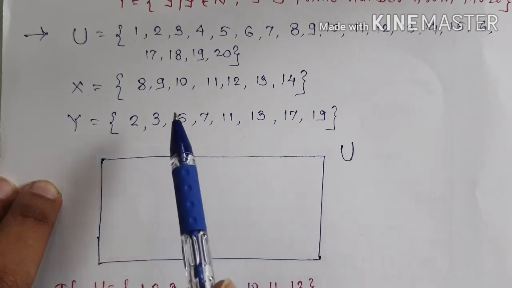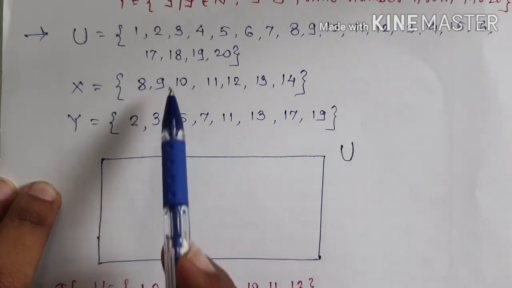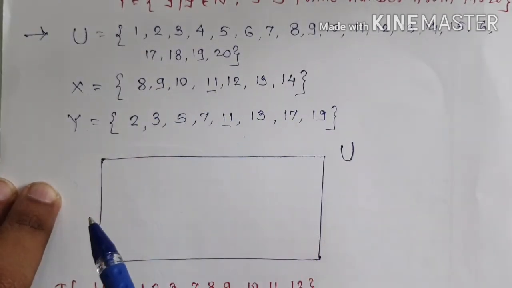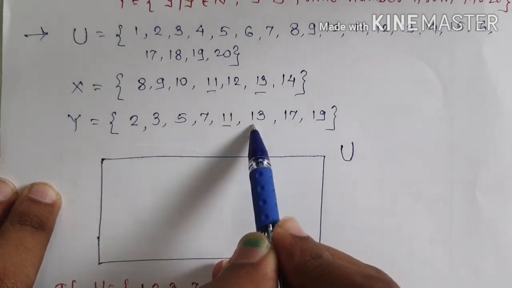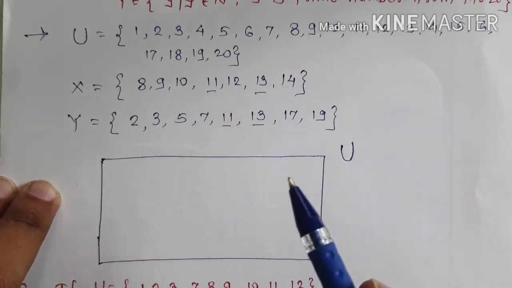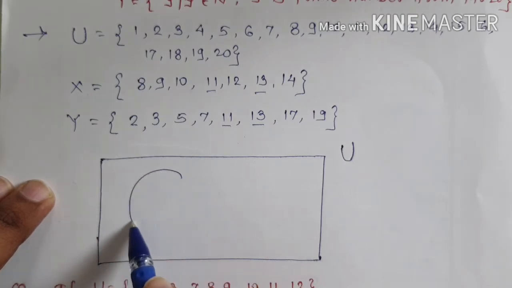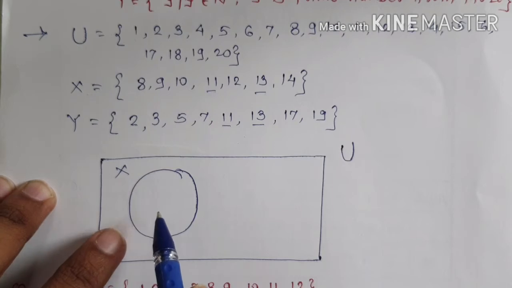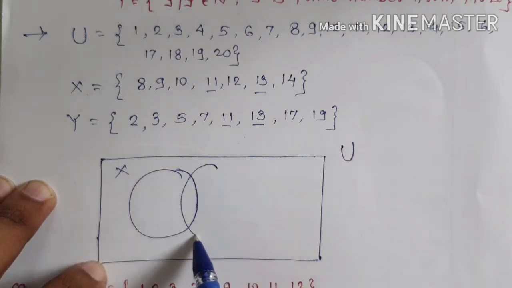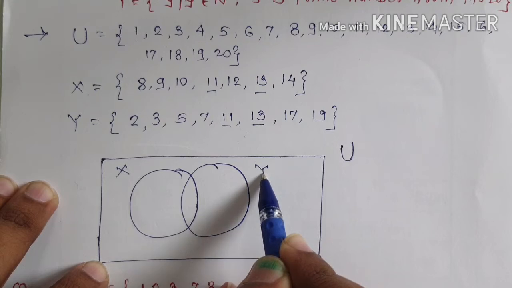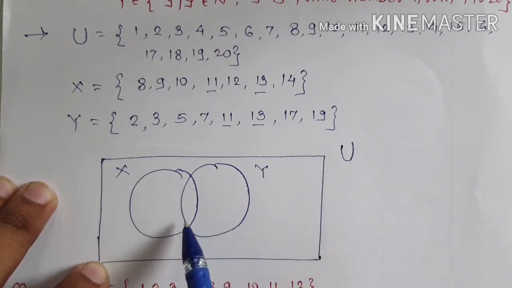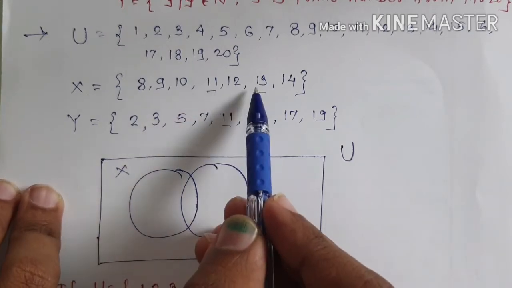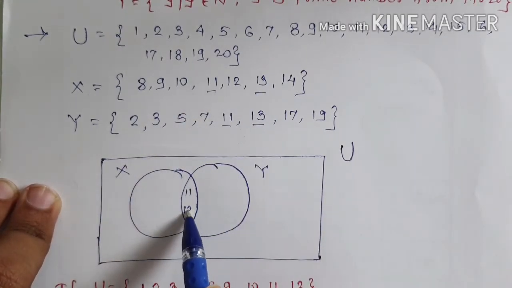First, we have to check whether there are any common elements in X and Y. So as we can see here, 11 is common in both the sets. Then 13 is also common in both the sets. So if we draw one circle to represent set X and another circle to represent set Y, this is the common part. In this common part, we have to write the common elements, that is 11 and 13.